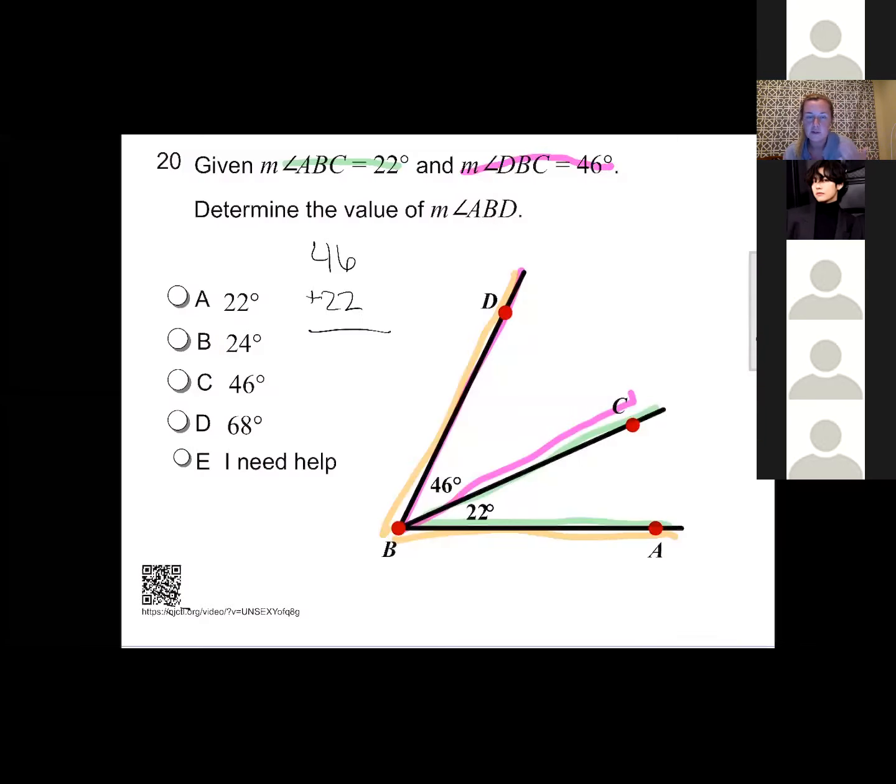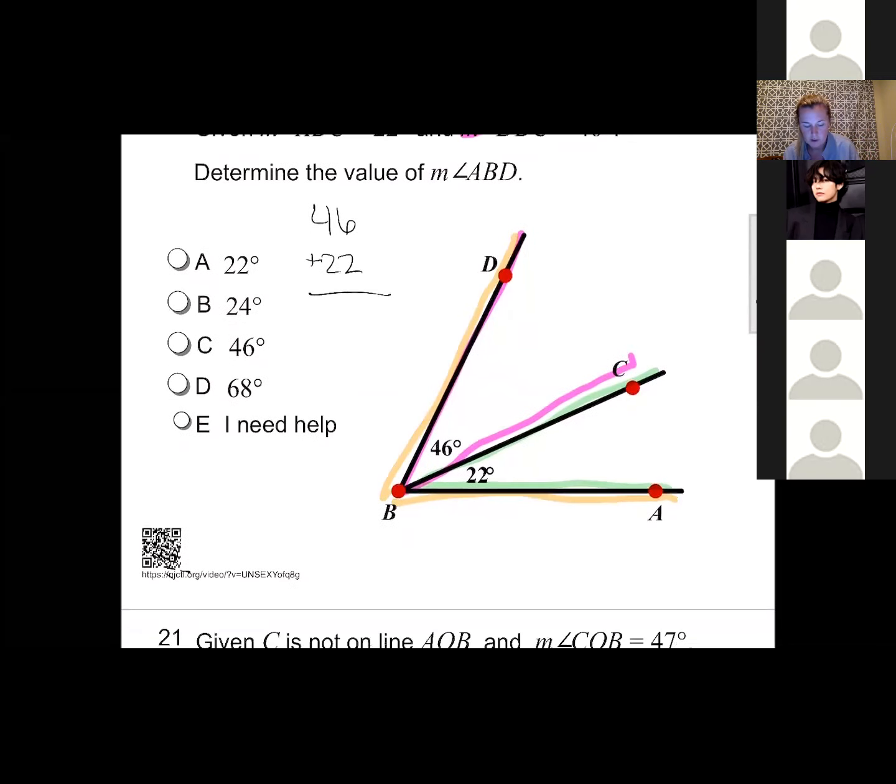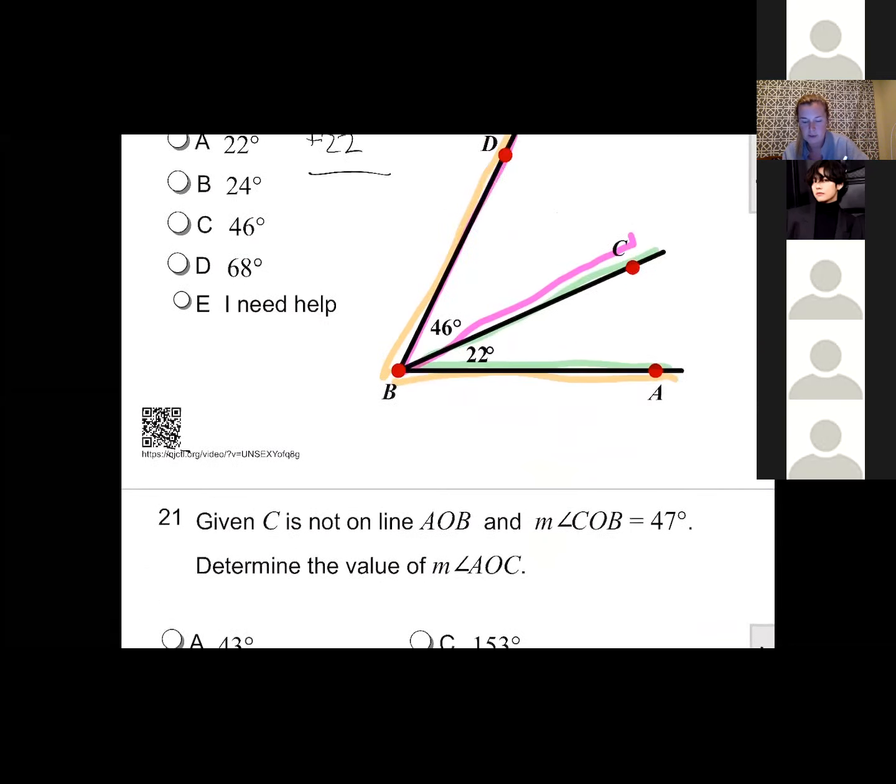So they kind of looked at it differently, and that works perfectly as well. Oh, I better erase this for my next set of kids, huh?